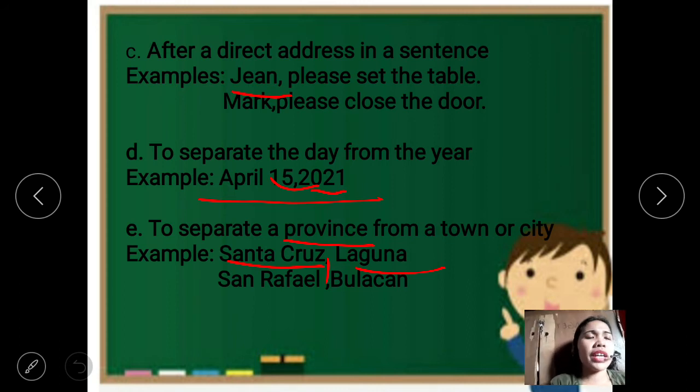San Rafael, Bulacan. So after ni San Rafael, ayan, may comma. Ayan, then Bulacan. So si San Rafael belong pa rin siya kay Bulacan. Okay? So siya lang yung pinaka province. Okay? Pinaka province ng Bulacan.